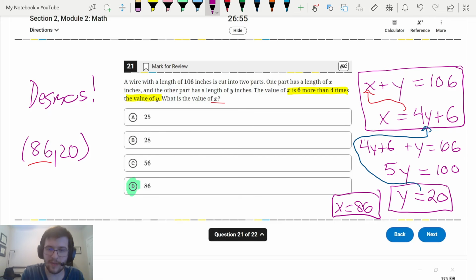Totally could have done this by hand, but Desmos makes it a lot easier. Again, you got to know how to write equations from math. That was probably the trickiest part. All right, let's do 22, last one on this module.